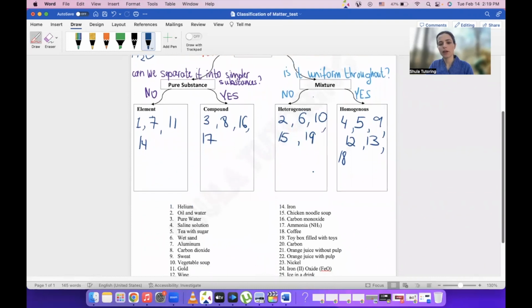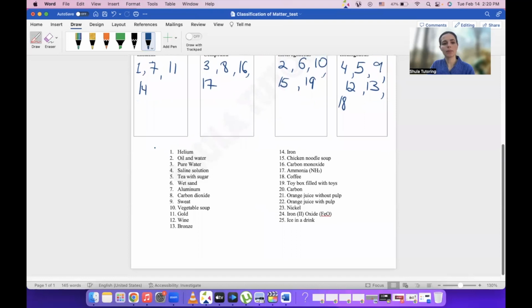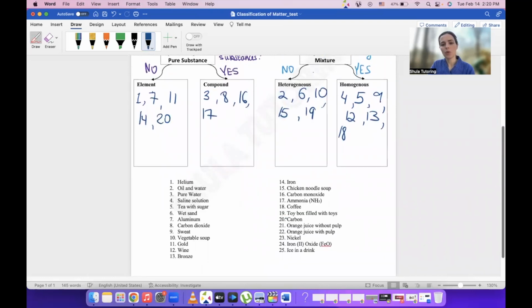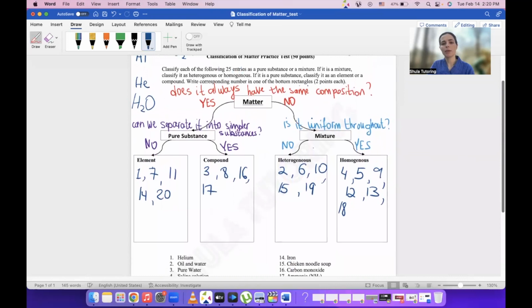19. And then carbon, does it always have the same composition? Yes, carbon is carbon, so it's a pure substance. Can we separate it into simpler substances? Well, it's just one type of atom. So if it's just one type of atom, we cannot separate it into simpler substances, and that makes it an element.